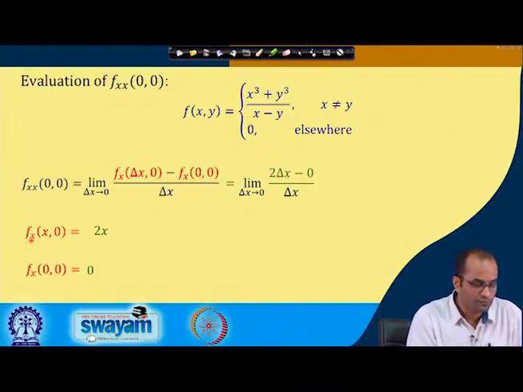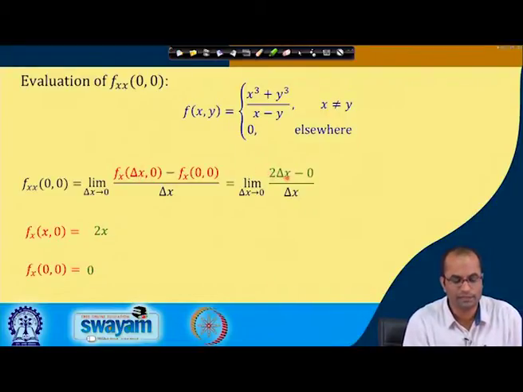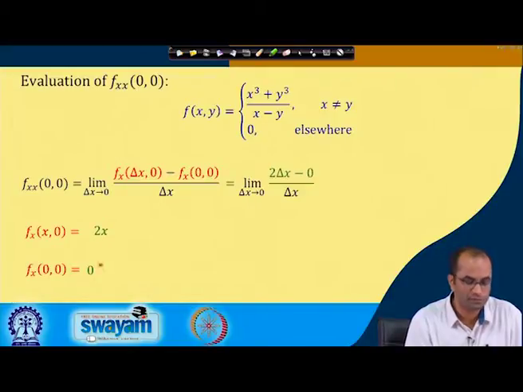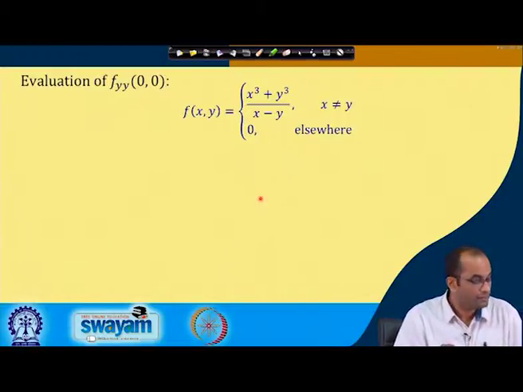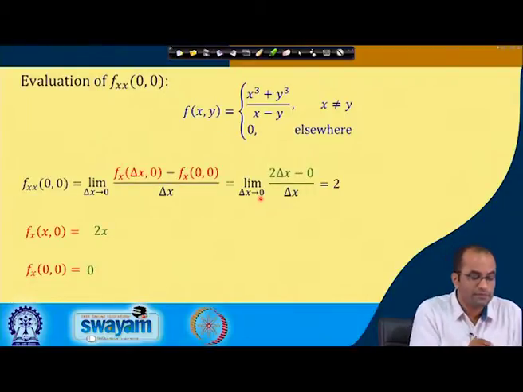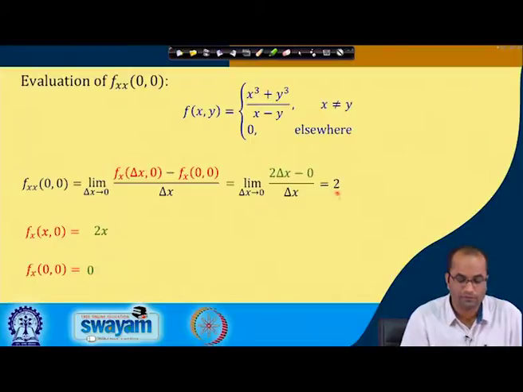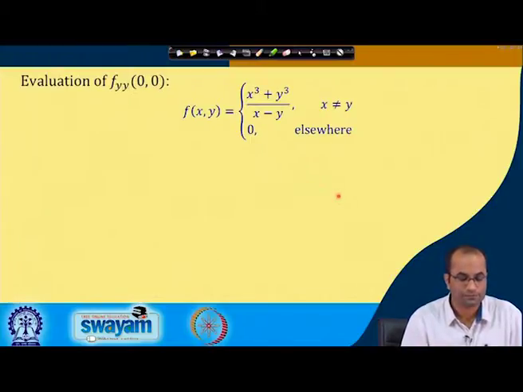Now, the result was f_x at point (x, 0) is 2 times x. So, here is Δx. So, 2 times Δx minus f_x(0, 0), which is 0, over Δx, and then this value here is 2. So, what we have seen, the second order derivative with respect to x of this function is 2.